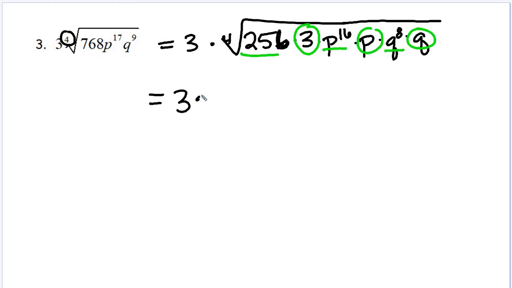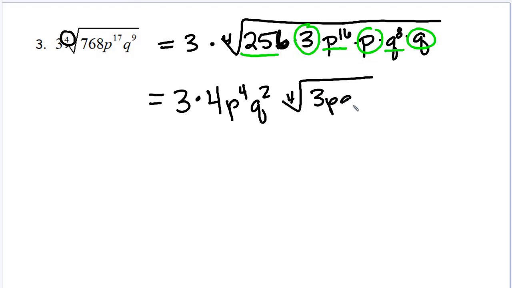So I have 3 times, now the 4th root of 256 is 4. The 4th root of p to the 16th is p to the 4th, and the 4th root of q to the 8th is q squared times the 4th root of 3pq. So again, that last thing that we have to do is multiply. So I have 12p to the 4th q squared times the 4th root of 3pq.